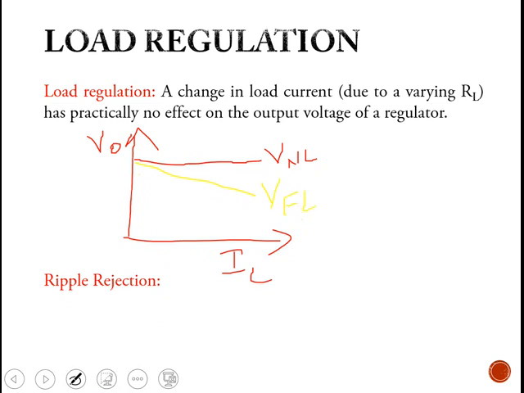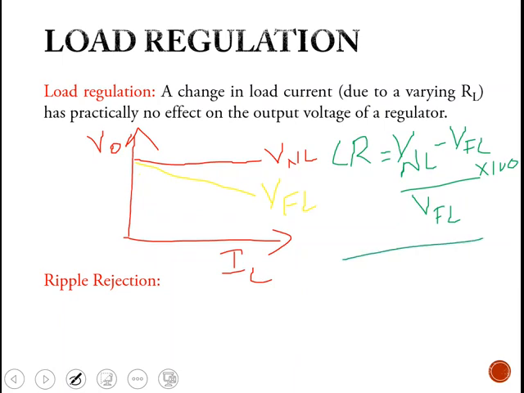So we can write the load regulation as no load voltage minus the full load voltage, divided by the full load voltage, into 100, that is expressed in percentage. So whenever there is a variation in the load with respect to the no load, what is the percentage change in the output? It should be as minimum as possible.